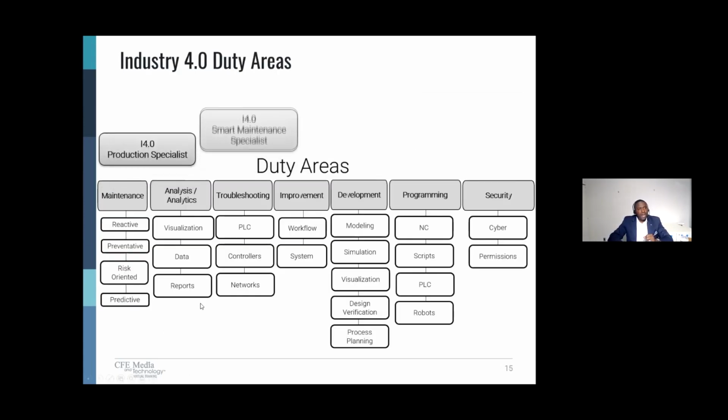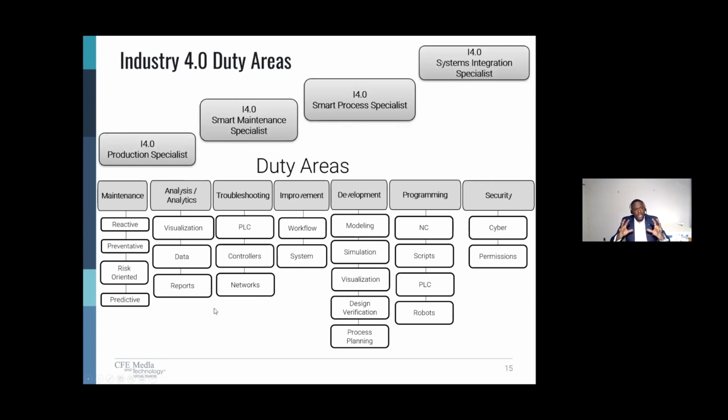When we think about these 4 job roles, the only way that you can, in the classroom, look to see if I am doing the right things would be to look at the duty areas and to measure what are the things that the Industry 4.0 specialist should know versus the system integrator. So at the bottom, for all of these job roles, you have maintenance. And of course, there's 4 different types of maintenance: reactive, preventative, risk-oriented, predictive. There's analytics, where we talked about visualization, data and reports. There's troubleshooting, improvement, development, programming, and security. And of course, that hot topic of cybersecurity, permissions that we're seeing.